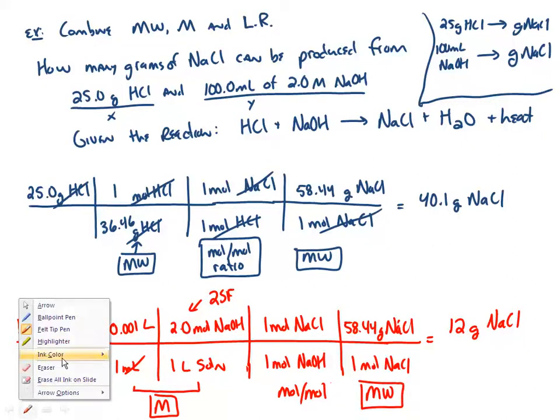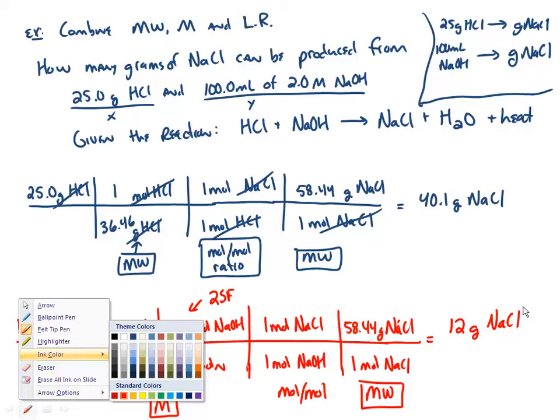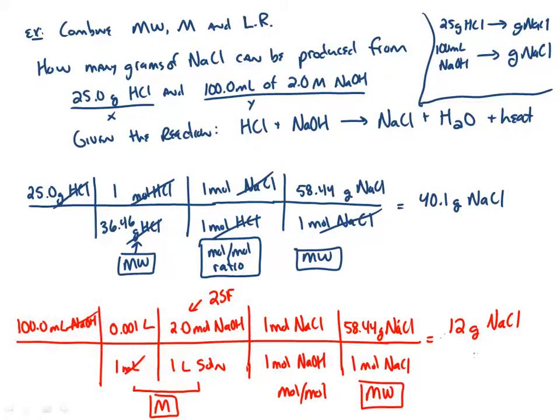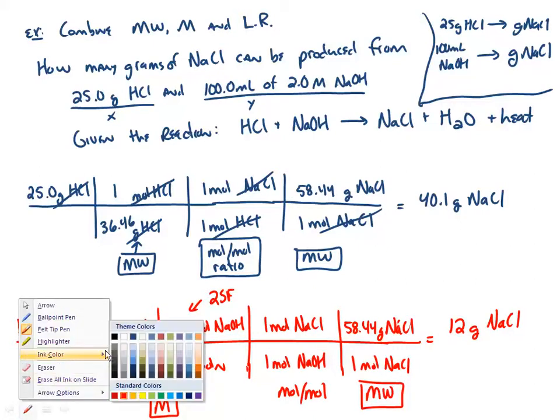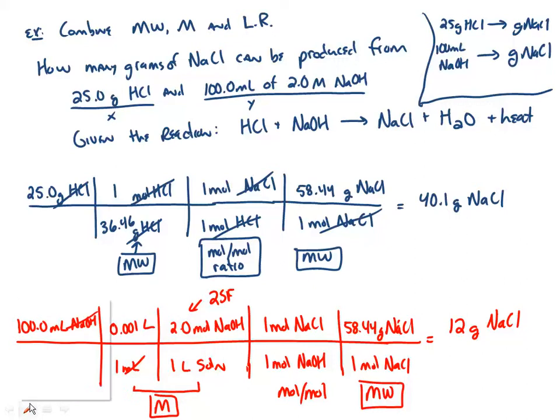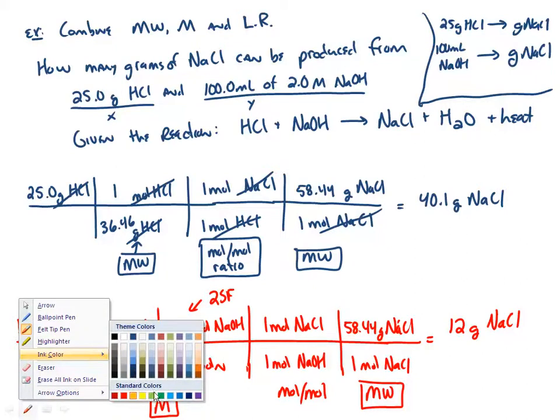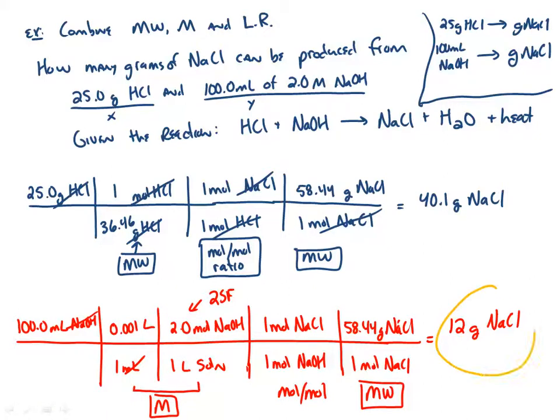So you're right, because this is a limiting reactant problem, this is also our correct answer. Oh well, you should just nod your head and go, yeah, I know this. Therefore, NaOH is the limiting reactant, and we can only make 12 grams of NaCl.